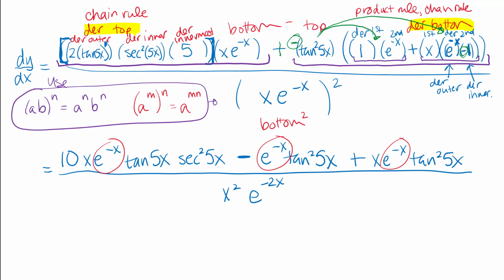So I probably would go ahead and factor out the e to the negative x from all the terms on the numerator and cancel that with what we have on the denominator, or cancel that with one of the e to the negative x's on the denominator.